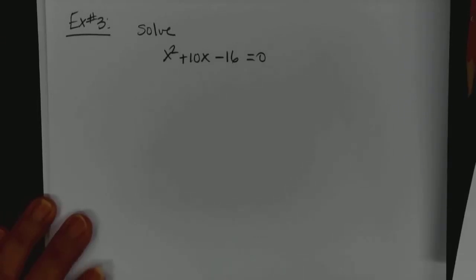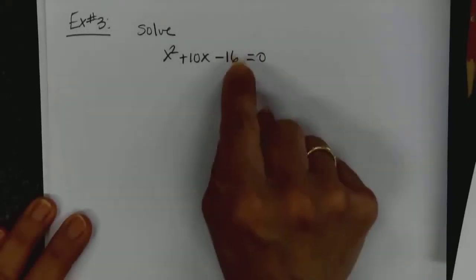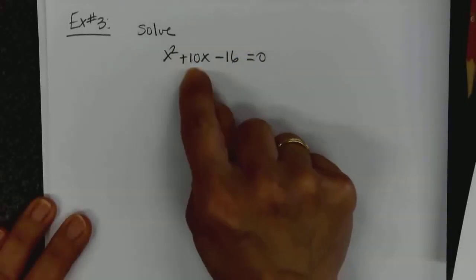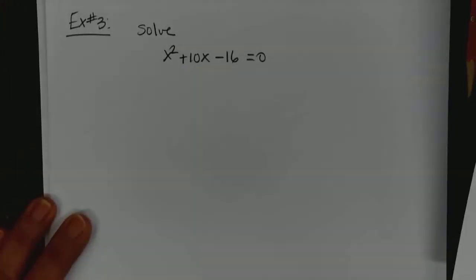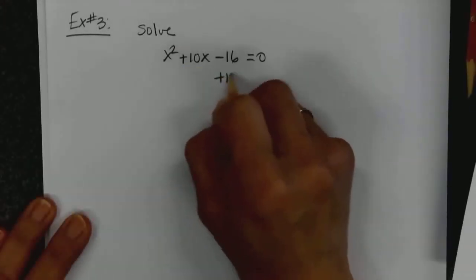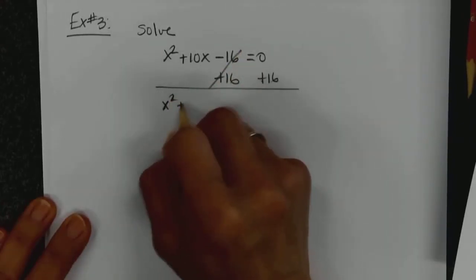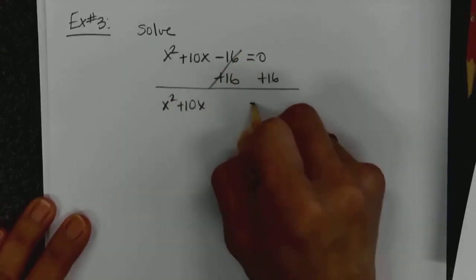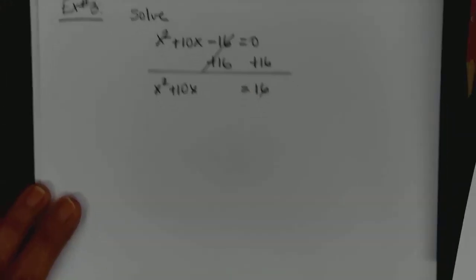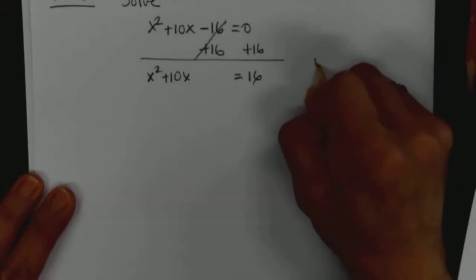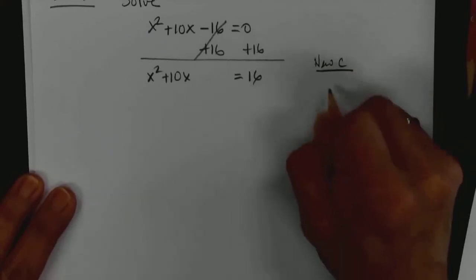All right, what's my C? C would be negative 16. Is that negative 16 half the B squared? No. So we're going to move it to the other side. So add 16, add 16. So x squared plus 10x, and leave a space for our new C, right? Equals 16. So now let's find our new C.